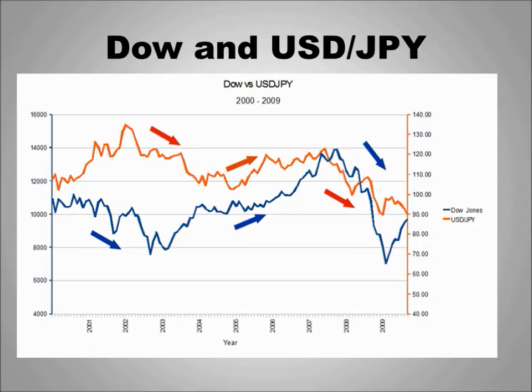Okay, let's change indices. From the Nikkei to the Dow, let's compare the Dow to the US dollar Japanese yen pair. Notice that they are moving in a positive correlation. Now, that doesn't mean that the Dow will always move in a positive correlation. Sometimes it moves in an opposite correlation. But the point is, there is a relationship between the index and the US dollar Japanese yen pair.